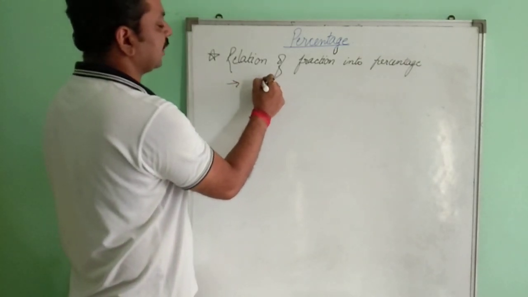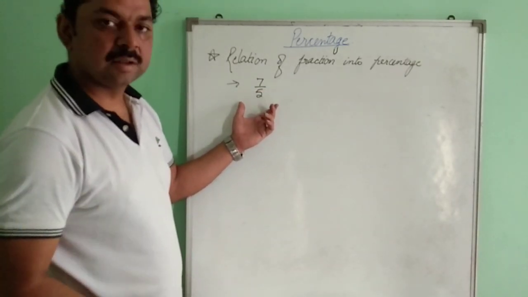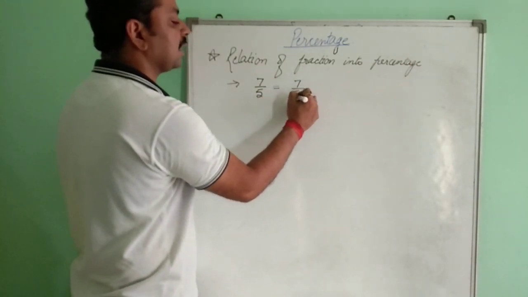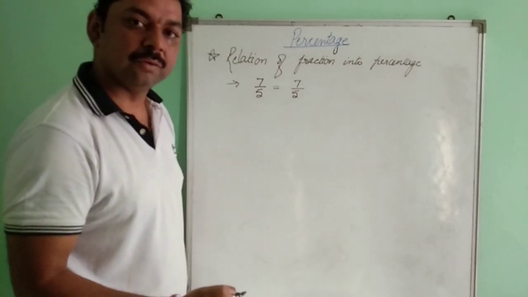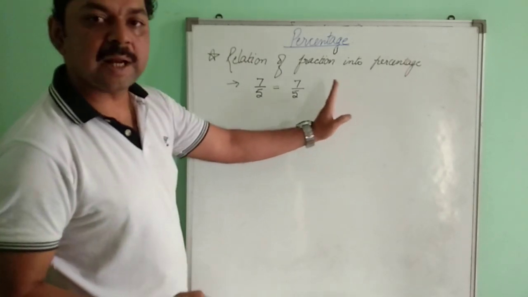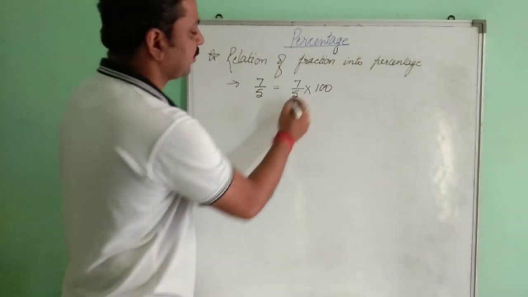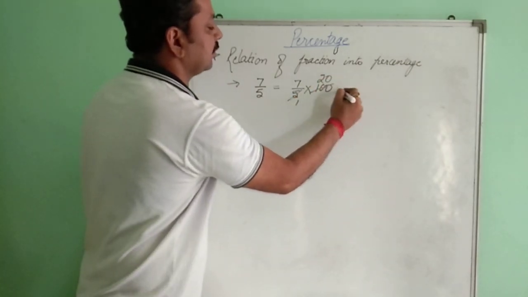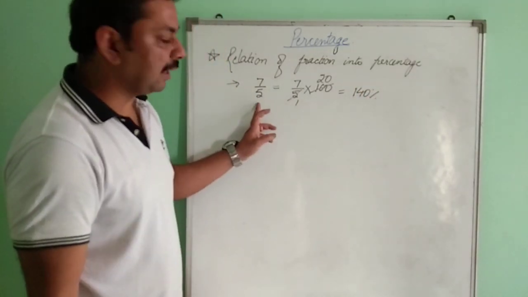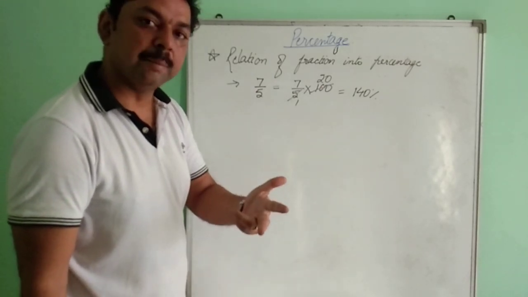For example, if you have 7 upon 5, this is your fraction and you need to convert it into percentage. Whenever you need to convert into percentage, you multiply your value, either the fraction, the decimal, or the whole number, by 100. Clear? 7 upon 5 times 100 gives 140%. Clear?